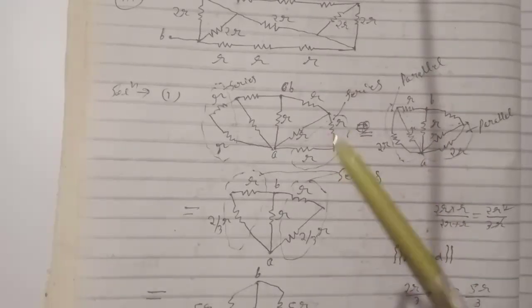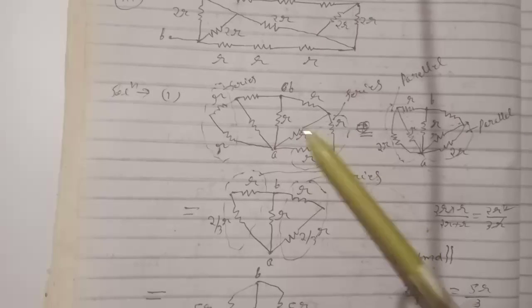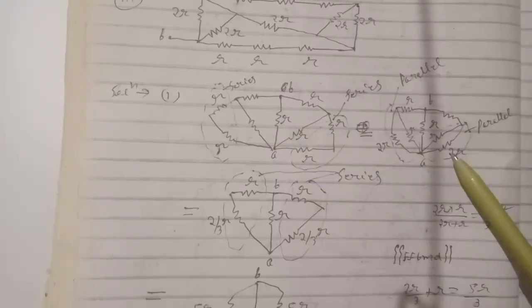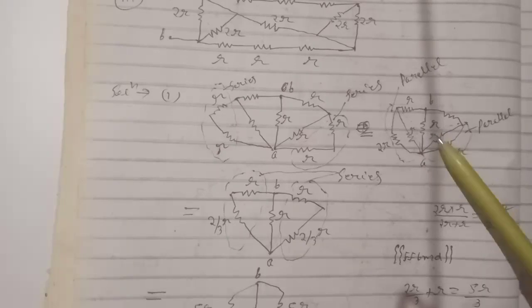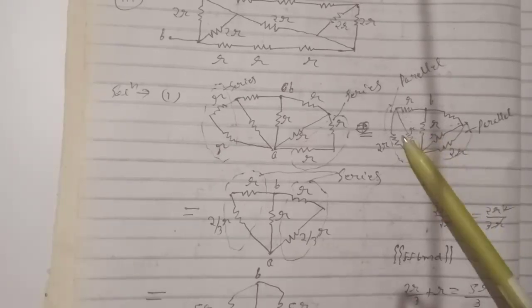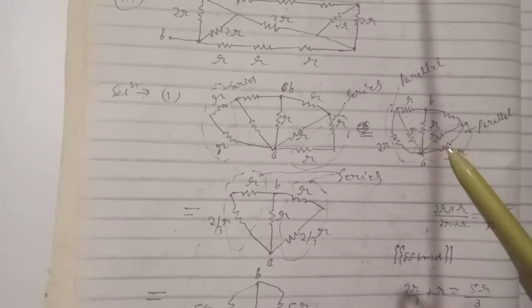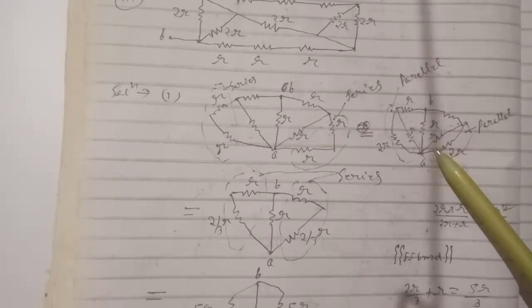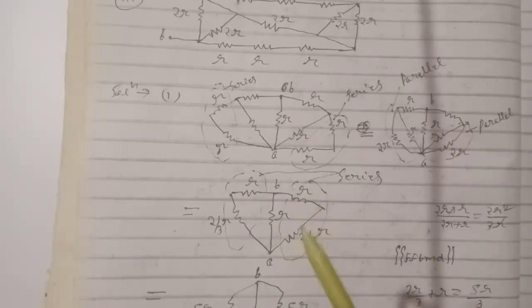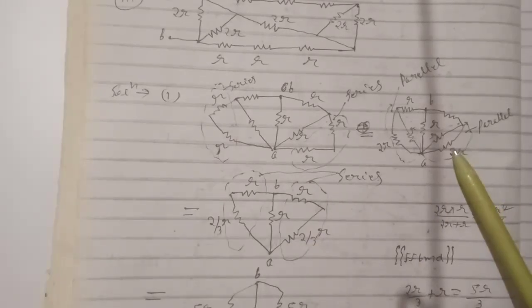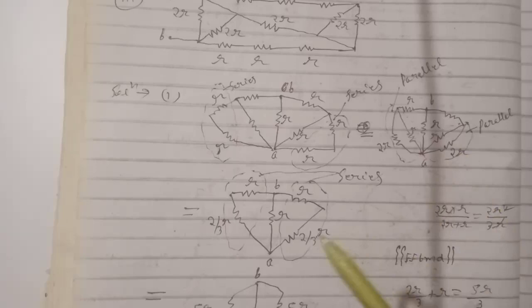Again we see here this is in series, so its equivalent will be parallel to this. So here we have the equivalent, and this is parallel to this. Now these two are in parallel, again these two are in parallel, and the equivalent of these two parallel groupings will be in series with this. Calculating its value, it comes out to 2 by 3R.